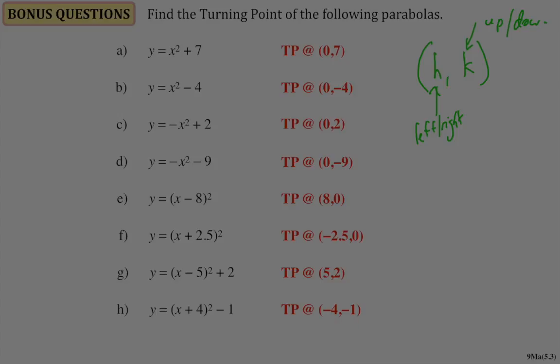So hopefully you get an idea of how to find the turning point when you see parabolas written. Here's one more, trickier one. It's upside down because of the minus out the front. It's moved left 11 because of the bracket, up 23. So the turning point is left 11, up 23, -11, 23.